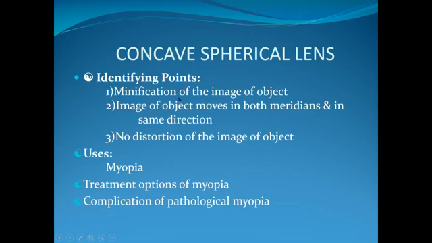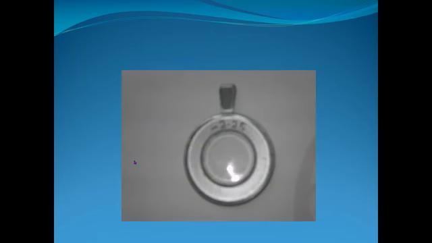Magnification in the convex lens we discuss. Here with magnification, the image of the object moves in both meridians in the same direction, and there is no distortion on it. This is the concave spherical lens, and its use is myopia, and there may be questions like refractive error, especially myopia. And these are pictures of the concave lens.